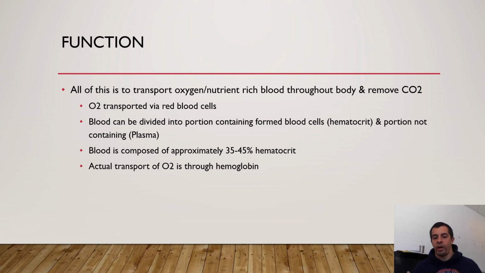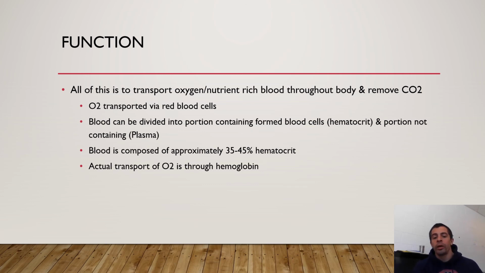So what is the whole point of everything we've talked about so far? It always comes back to function in this class. All right. The purpose for the heart is to transport oxygen and nutrients to the rest of the body, to the working muscles, and to remove both waste products and CO2. In order to transport O2 and nutrients, they are transported via red blood cells. So blood itself isn't just red blood cells. It really is composed of two parts. It's composed of hematocrit, those containing red blood cells, and plasma, that part not containing red blood cells.